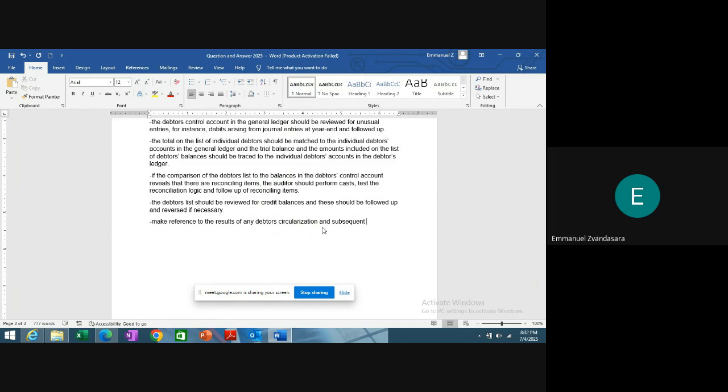I think I saw a question asking about performing substantive procedures on the existence of the accounts receivable balance. So we need to do subsequent testing and debtors circularization. Subsequent testing, yes, and debtors circularization. Then circularization and subsequent follow-up for evidence of debtors valuation problems.